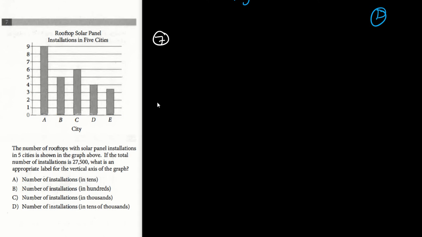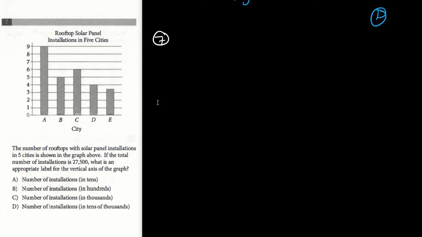So let's look at the answer choices. So A, we have number of installations in tens, right? So really the only thing that changes between the answer choices is the denomination, right? So we have in tens, hundreds, thousands, and tens of thousands. So our problem really is to identify what each of these little unit bars represents, how many panels each of these bars represents.